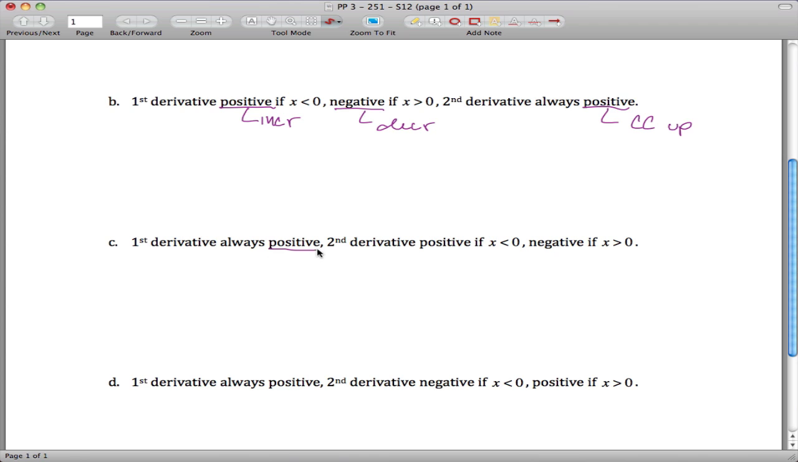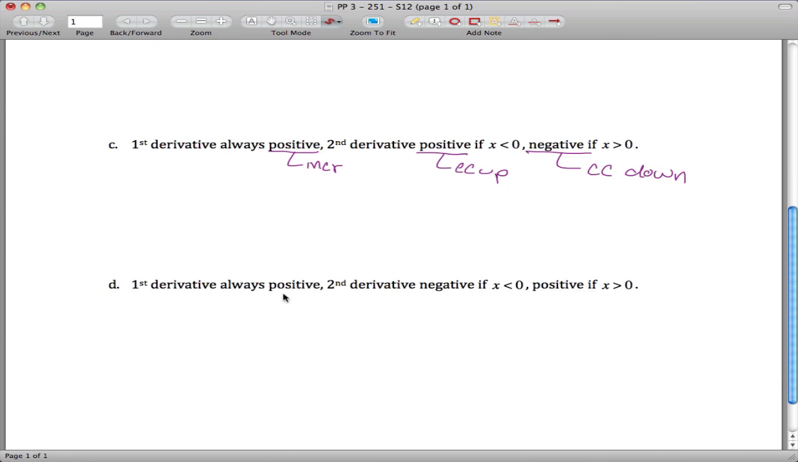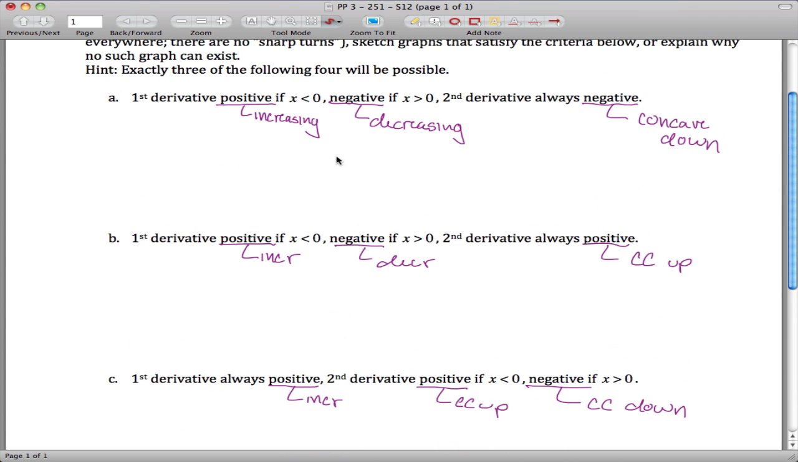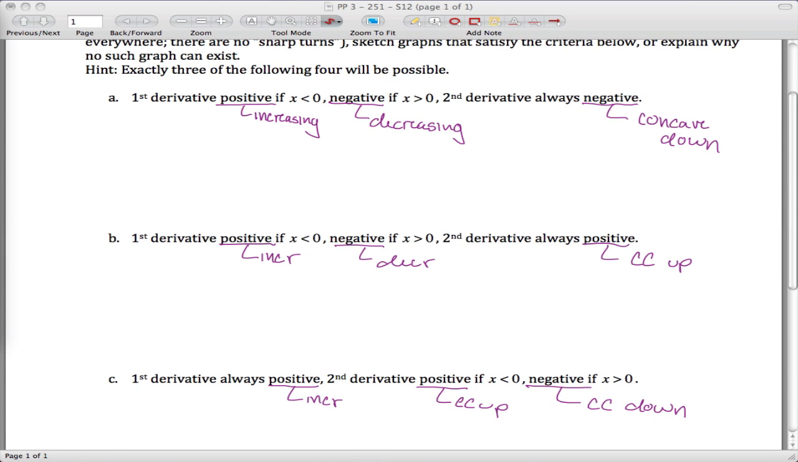First derivative always positive means it's always increasing. Second derivative positive means concave up. Second derivative negative means concave down. And first derivative positive, again increasing. Second derivative negative means concave down. Second derivative positive means concave up. So I think having that little translation will help us draw these graphs.